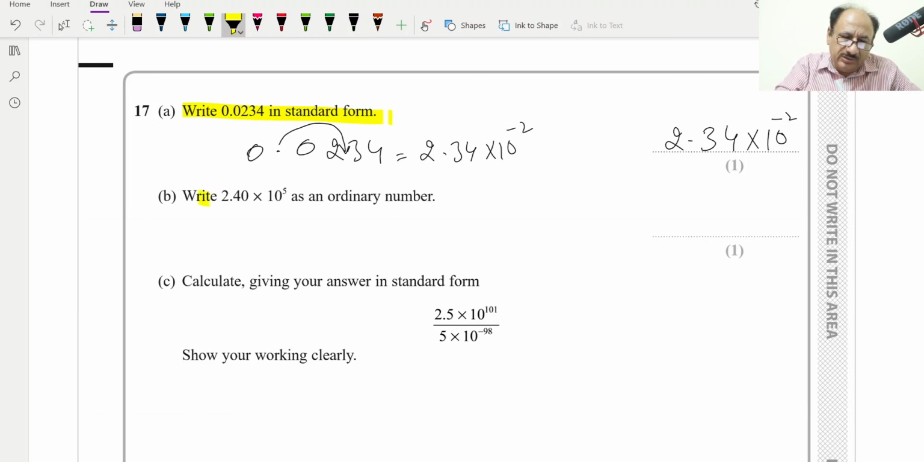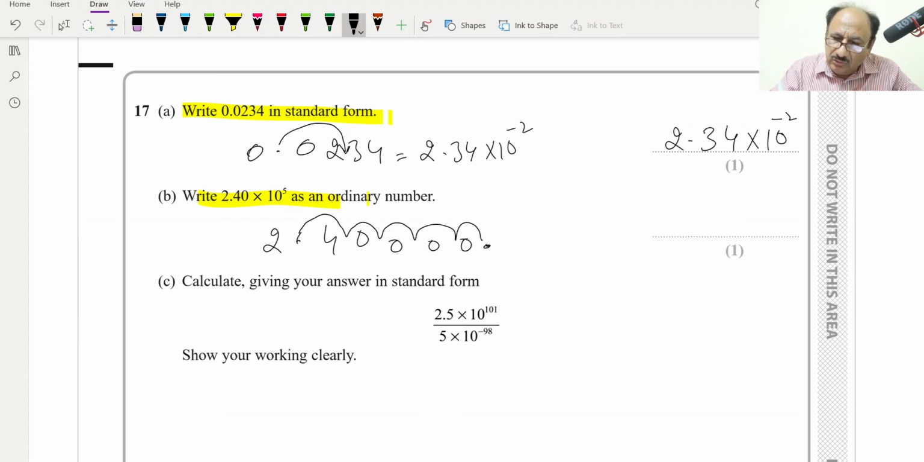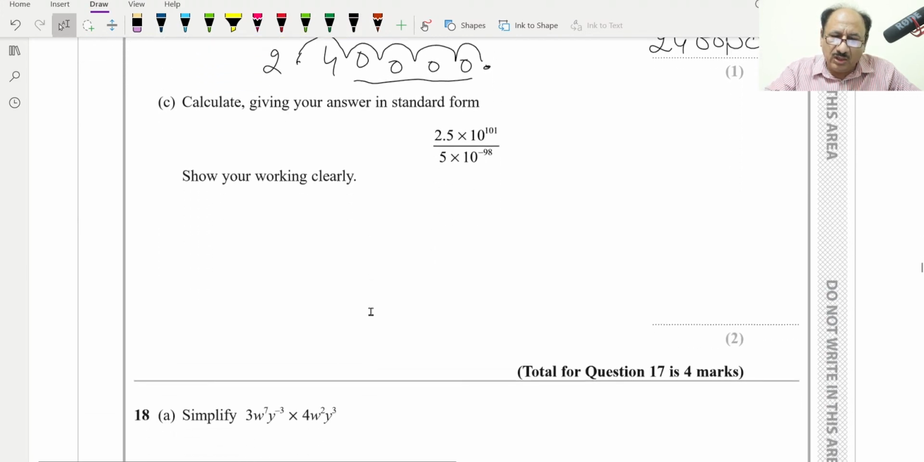And then the B part, write this one in an ordinary number. Same, 2.40, we have to shift this 5 places to the right, 1 2 3 4 and 5 jumps, so the decimal will be here, so 0 0 0, so this is gone, so the new position will be 2 4 0 0 0 0, so this will be our answer. Then calculate, giving your answer in standard form, so we have to calculate this one.